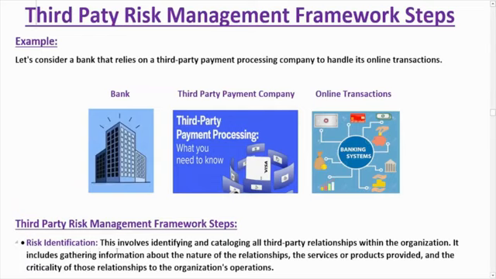This step involves identifying and cataloging all third party relationships within the organization. It includes gathering information about the nature of the relationships, the services or products provided, and the criticality of those relationships to the organization's operations. If we talk about our example of a bank, in the first step the bank identifies its reliance on the payment processing company, and categorizes it as a critical third party relationship due to the direct impact on customer transactions and the potential for financial losses as well.